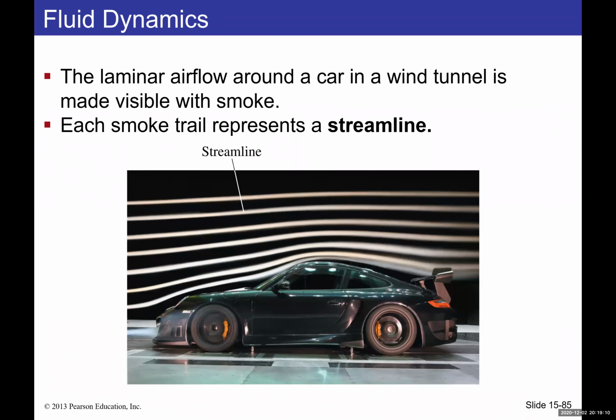All right, so you can see the laminar airflow around a car in a wind tunnel is made visible with smoke. Each smoke trail represents a streamline. And you can see those streamlines don't cross each other. So we can use them, if you're, let's say, a mechanical engineer or an aerospace engineer, that's something you're going to be studying in quite a detail. Here, the idea is that we're simplifying and assuming that we are dealing with just a laminar flow like this.